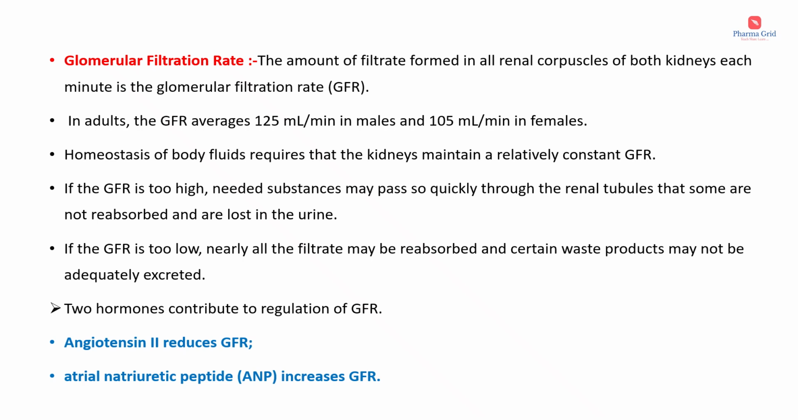Cells in the atria of the heart secrete atrial natriuretic peptide. Stretching of the heart, as occurs when blood volume increases, stimulates the secretion of atrial natriuretic peptide. This ANP increases the capillary surface area available for filtration. As surface area increases, glomerular filtration rate increases. So glomerular filtration is controlled mainly by two hormones, angiotensin 2 and ANP. Angiotensin 2 reduces the GFR, whereas atrial natriuretic peptide, that is ANP, increases the GFR.